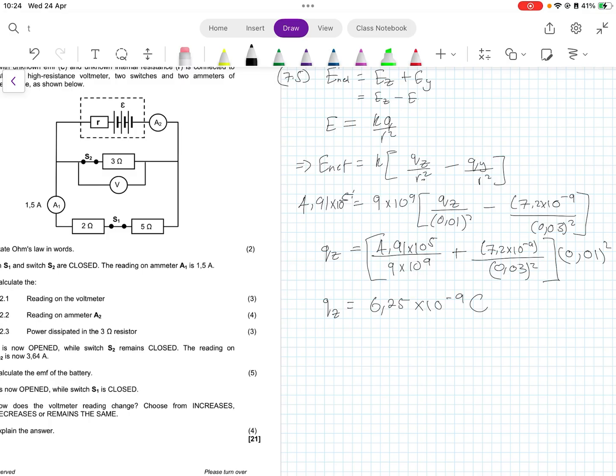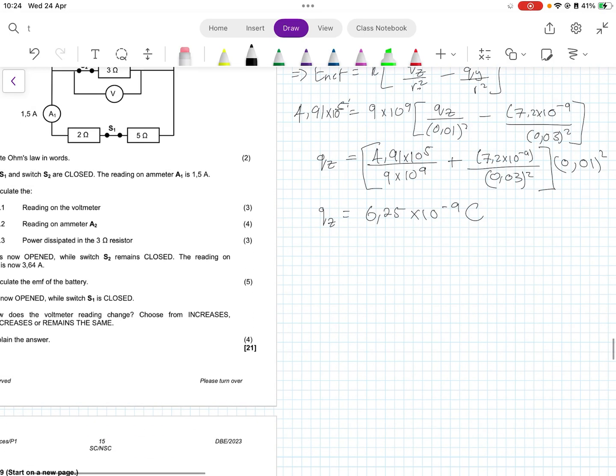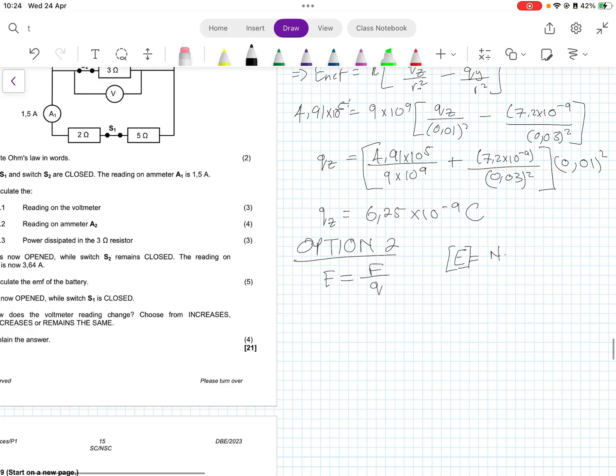Wonderful. You could use a different approach to the question where you use force considerations. Option 2. For force considerations, you would start with stating that the electric field is given by the force over the charge. Remember that the SI unit of the electric field is newtons per coulomb, so this is force per unit charge. So E is equal to the force divided by the charge.